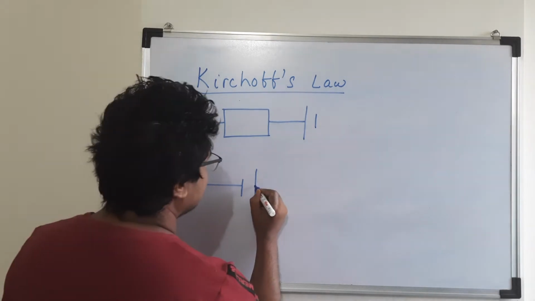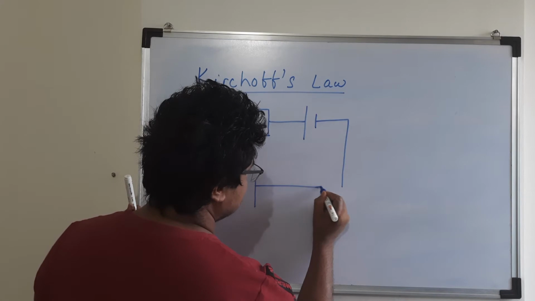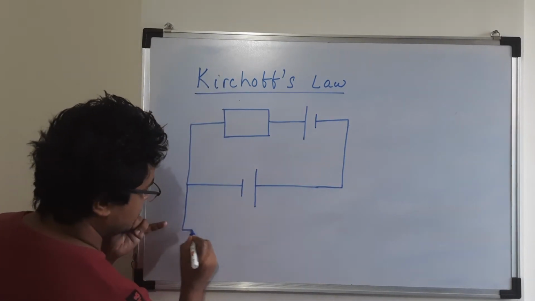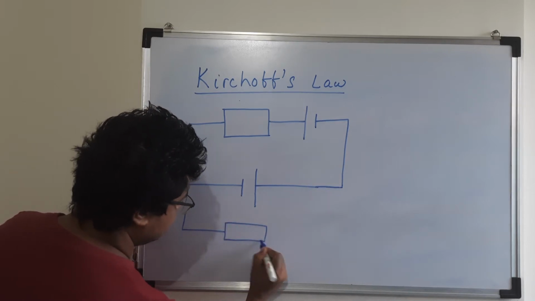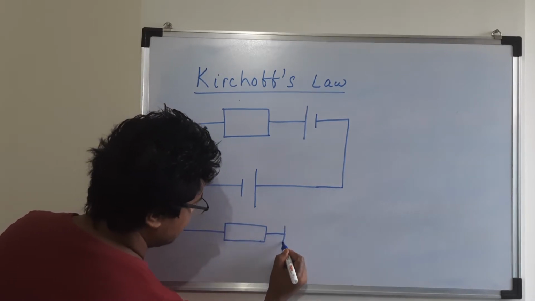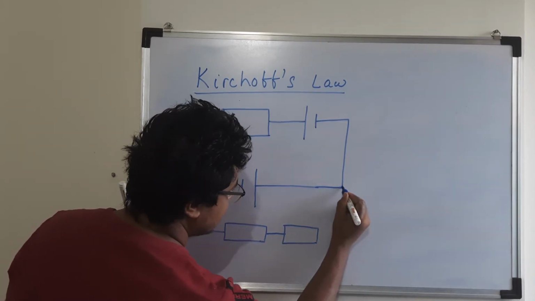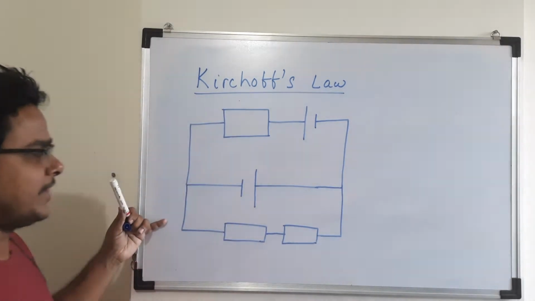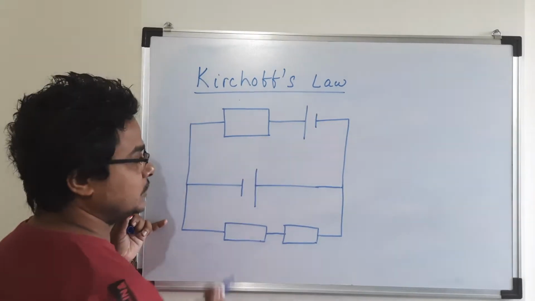cell again, right? We'll connect it this way. Then again from these 2 points, let us use some other 2 resistors. You can see I am drawing the circuit symbols for 2 more resistors, and then let us connect it, and then let us give some random values to these resistors as well as these 2 EMFs.